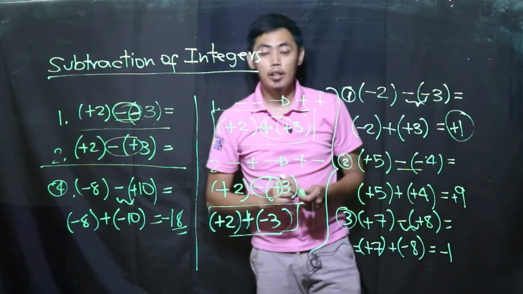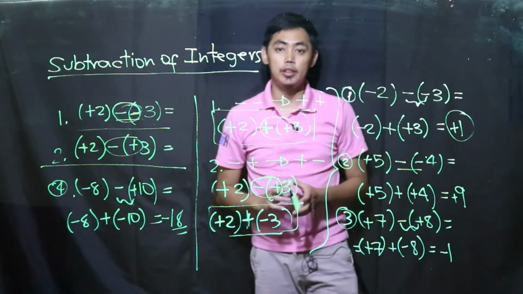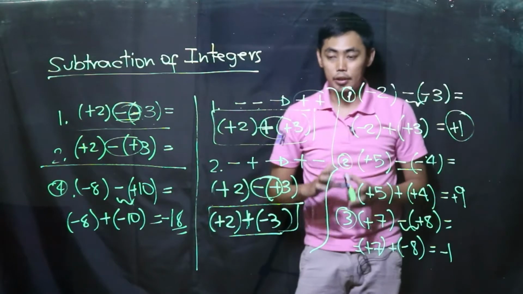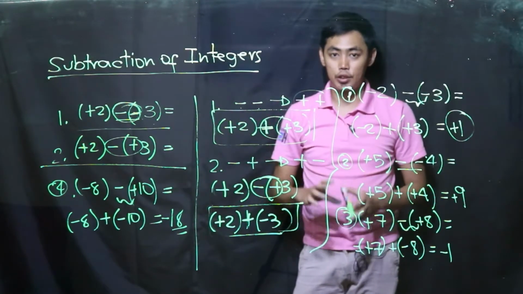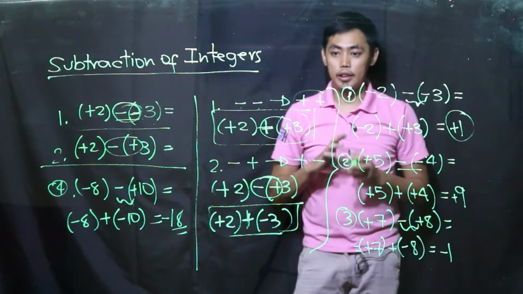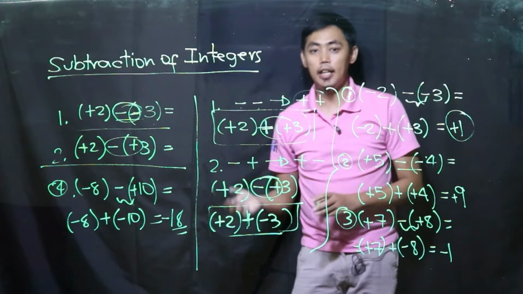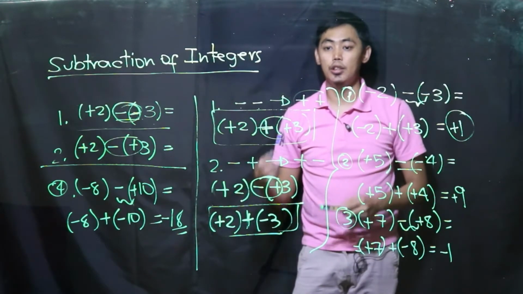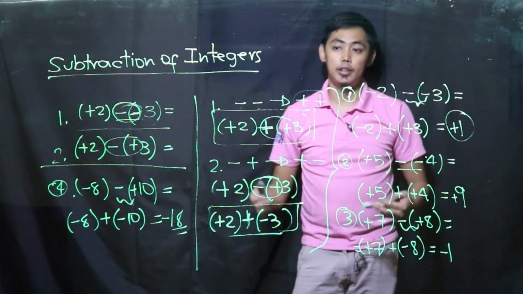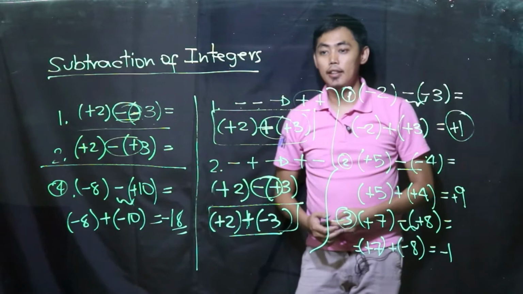Okay? So what we have learned today. First is we will need to follow the rules so that you can get the correct answer. Now, doing subtraction of integers is just easy. You will just need to change or convert it to addition. And then, after that, you can follow the steps in adding integers to get your sum or to get the answer. Alright? So that is our lesson for this week.